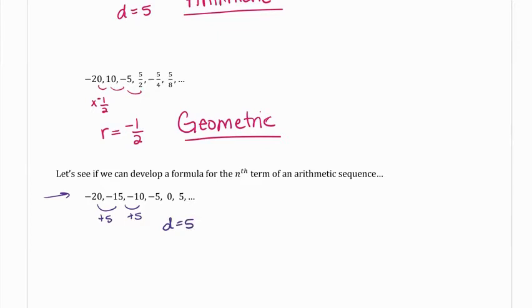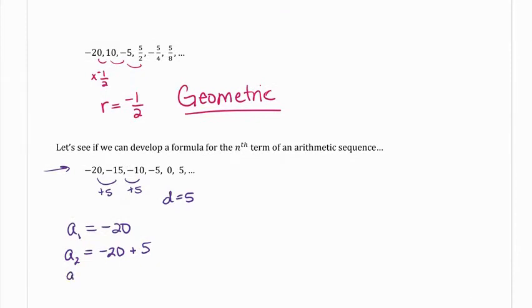Okay, so to generate the terms, our first term is negative 20. That's given to us. We know where to start, right? If I wanted to get my second term, well, I'm going to start with my first term, and then I have to add the common difference. So I would add 5. And that would give us our second term, which is negative 15, right?